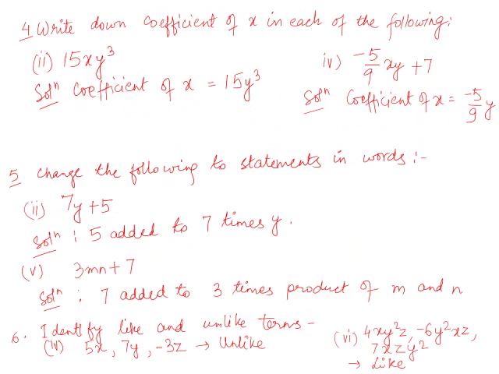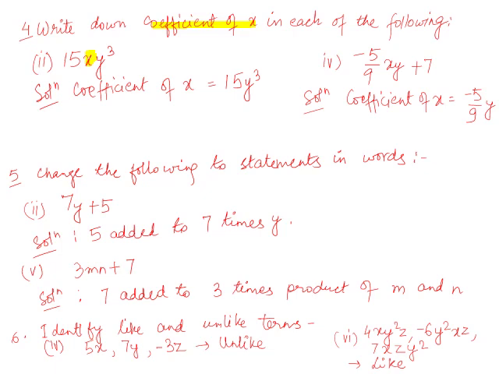Question number 4 is saying write down the coefficient of x in each of the following. Coefficient of x means first you have to see where is the x, then you will leave the x and write all the things. So second subpart is 15xy cube. Now the coefficient of x will be, leaving x, what is left? 15y cube. Clear? If I ask you what is the coefficient of y cube, it will be 15x.